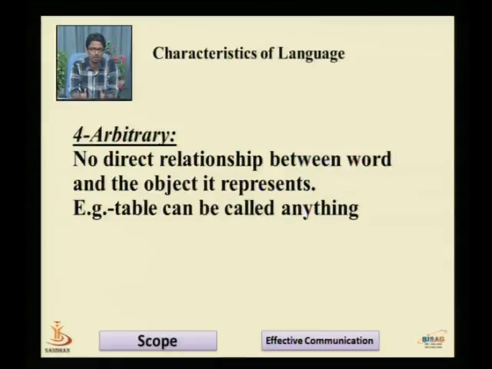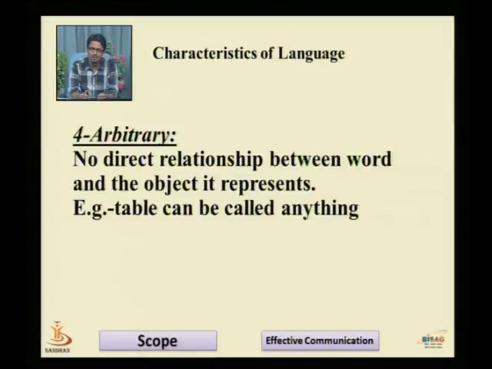Language is arbitrary. That means there is no direct relationship between the word and the object it represents. Table can be called anything. Arbitrary ને સરળ ભાષામાં મિત્રો કહું તો જેનું કોઈ પ્રૂફ નથી, જેની પાછળ કોઈ લોજિક નથી, એવી એક સિસ્ટમ, that is language.